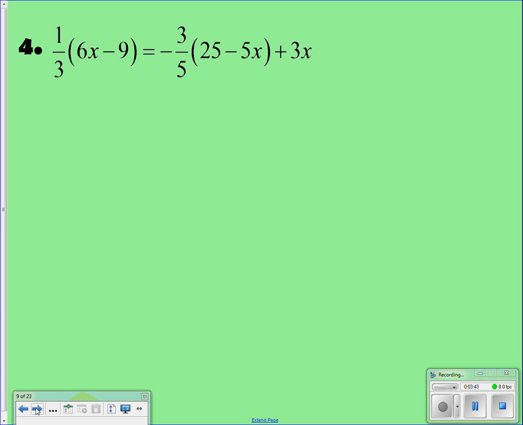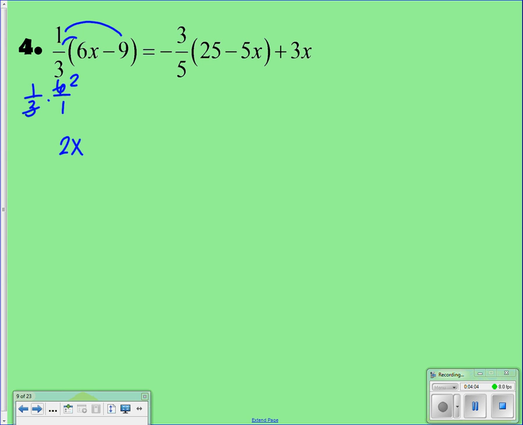Number 4 looks like a whole lot of fun. Okay, we're obviously getting more challenging as we move forward. First thing I need to do is get rid of my parentheses, so I'm going to distribute. Okay, now hopefully you were getting a little better at fractions, but this is 1/3 times 6 over 1, which means I can just go 6, 3 goes into 6 2 times, so that becomes a 2x.